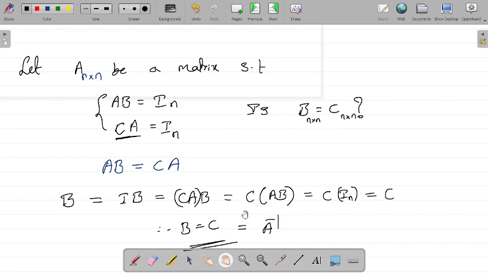Yes sir, clear. Here if you observe, I didn't use any information whether A is invertible or not. I didn't use that information. Just the given information we used.